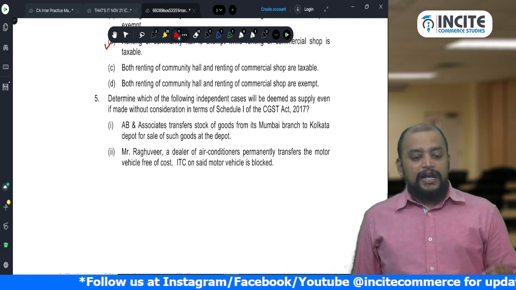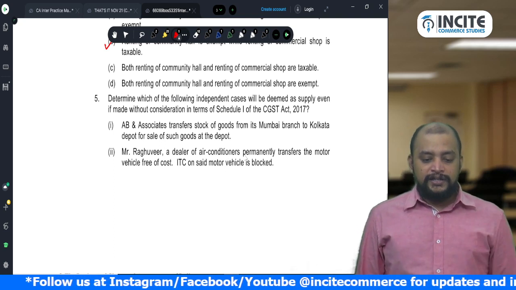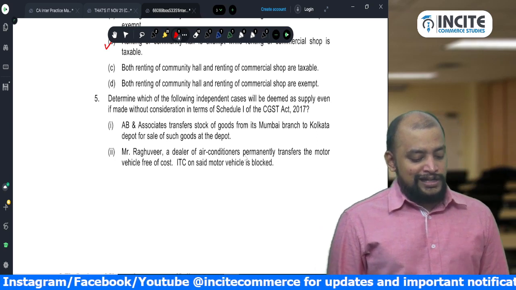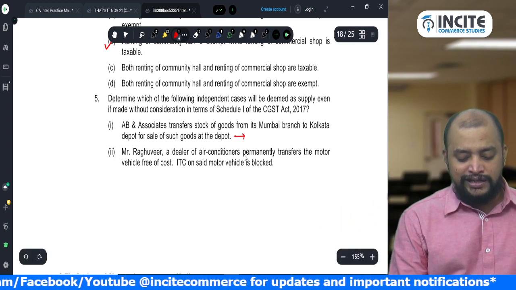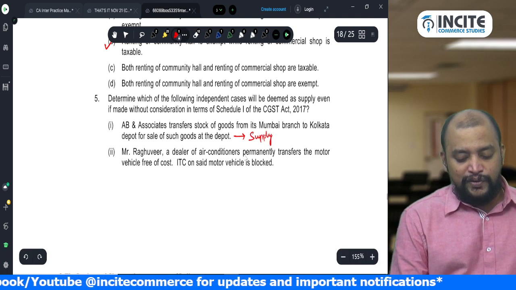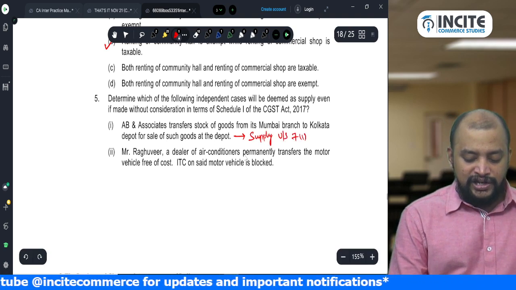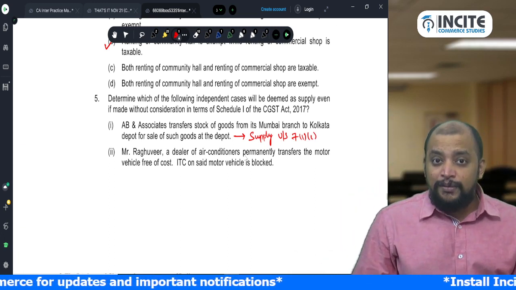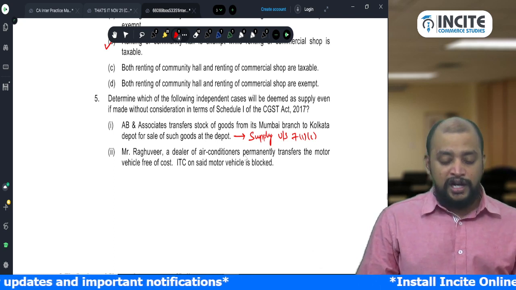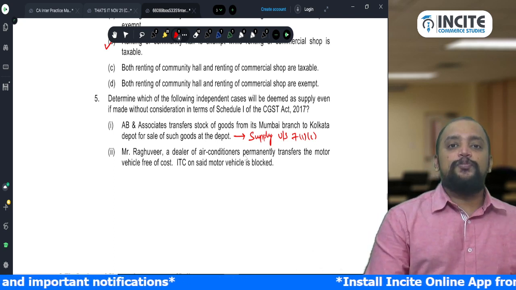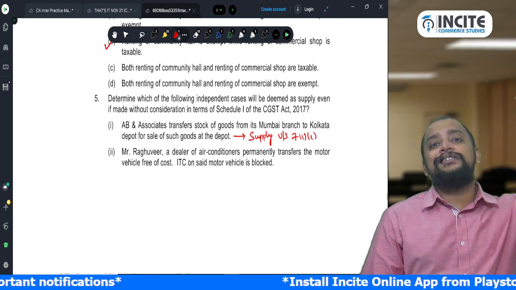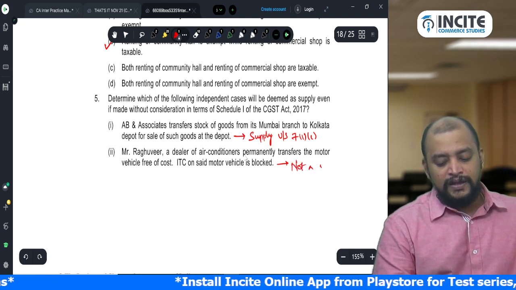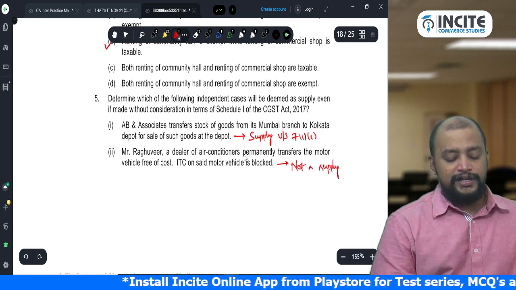So here AB and Associates transfers stock of goods from its branch in Mumbai to Kolkata depot for sale of such goods at depot. Yes, it is supply under Section 7.1C. Mr. Raghuveer, a dealer of air conditioner, permanently transfers the motor vehicle free of cost. ITC on the motor vehicle is blocked. So disposal of business asset on which ITC is availed, here ITC not availed. So therefore it is not a supply.